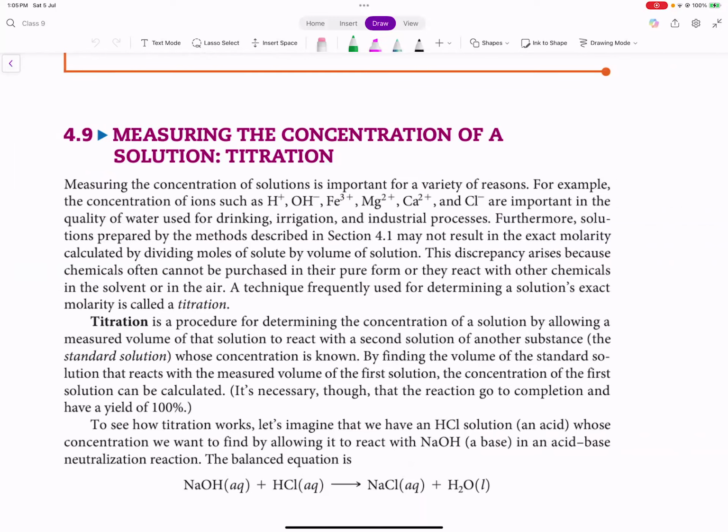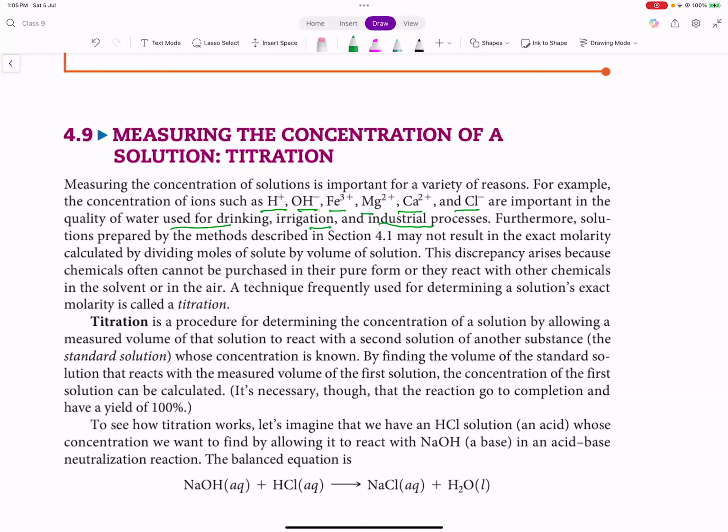See, now we are going to study about how to measure the concentration. Measuring the concentration of a solution, right? This is what we are trying to do. How to measure the concentration of a solution. So, for example, the concentrations of ions such as H plus, OH minus, Fe3 plus, magnesium 2 plus, calcium 2 plus, and Cl minus are important in the quality of water used for drinking, irrigation, and industrial processes. So we have to measure the concentration of the solution and check if these ions are present.